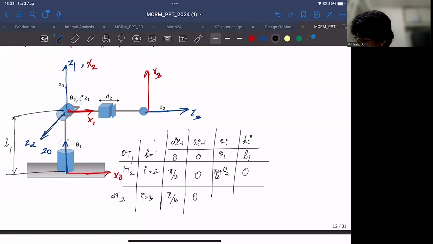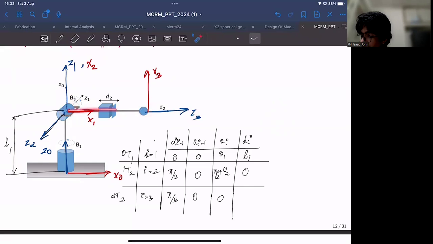And what else do we have? Theta i: does X3 rotate with respect to X2? It won't rotate, right? Because this is a translational joint and X3 will always be parallel or will always be aligned with respect to X2. So theta i would also be 0 here again. And what would be the offset distance between frame 2 and frame 3 along Z3? What would be that?